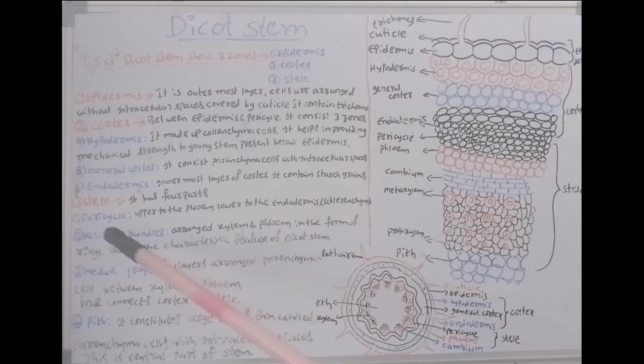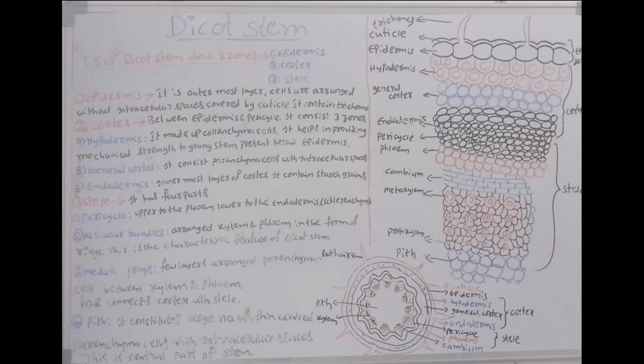See here, first one, pericycle. Upper to the endodermis and lower to the phloem region is called pericycle. This is red color phloem. Below the endodermis and above the phloem is called pericycle. This pericycle is made up of sclerenchyma cells.